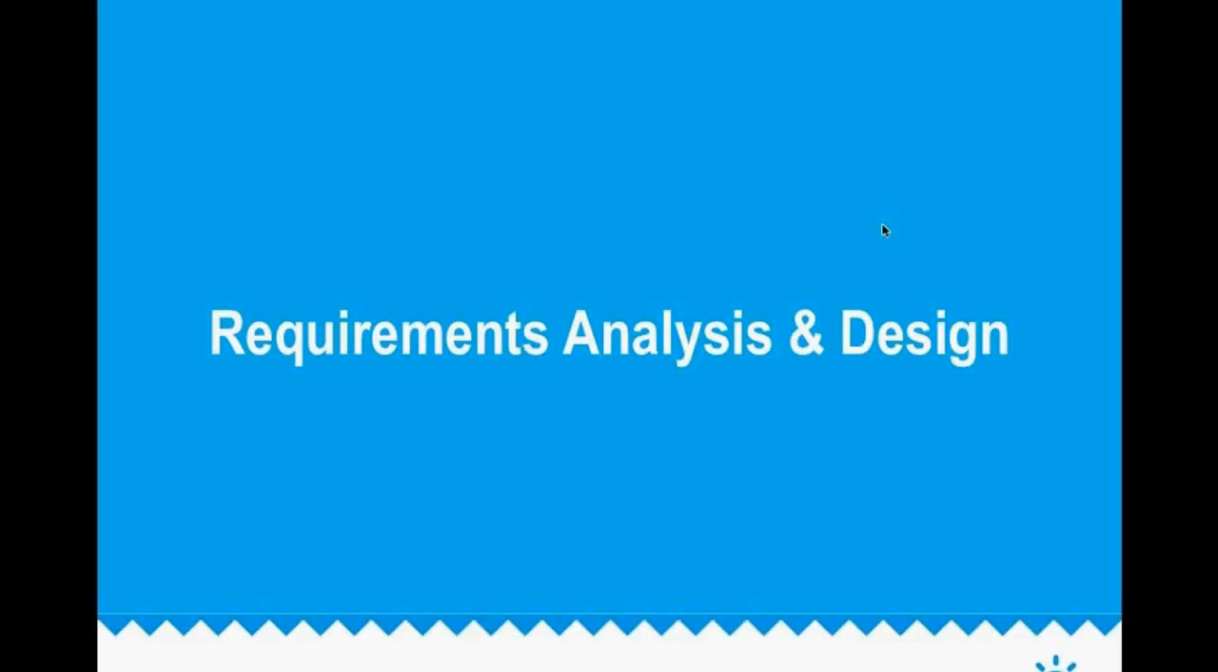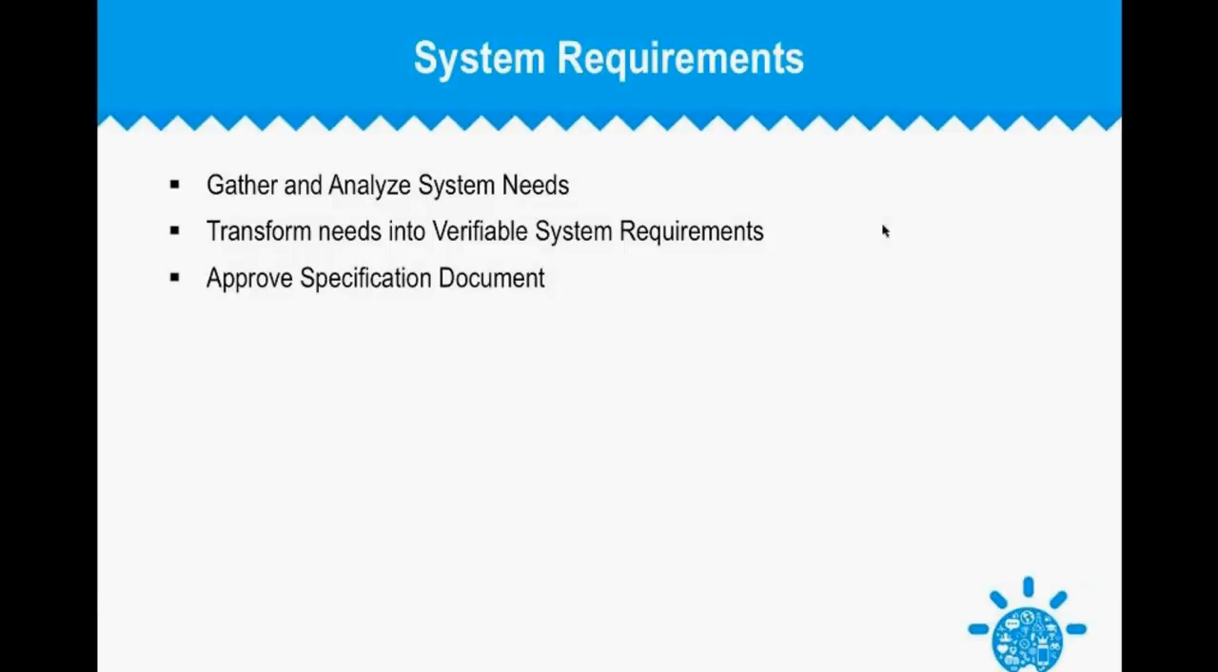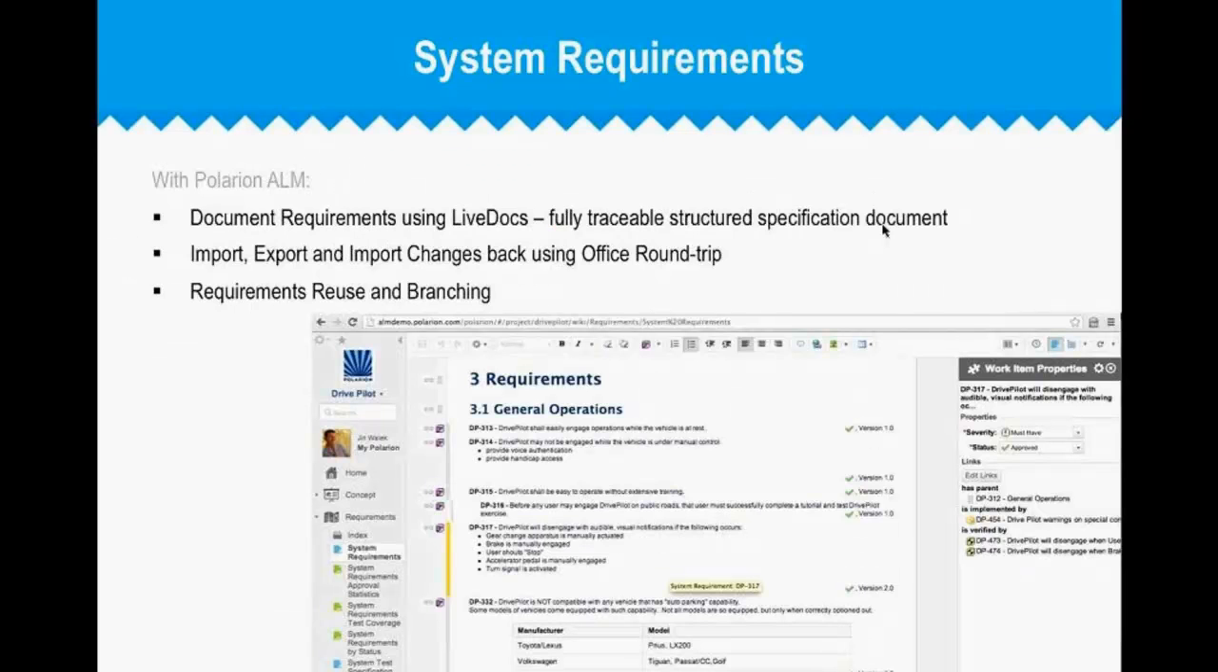And let's just quickly check the process from requirements analysis to design and modeling. So in the first phase, in the typical product development, you need to gather and analyze system needs. And you need to transform those needs into verifiable system requirements and an approved specification document. With Polarion, we provide a really very unique component. We call it a live document. It's a fully traceable, structured specification document.